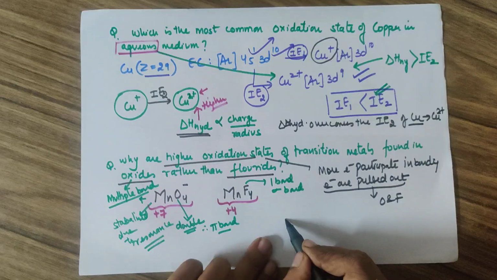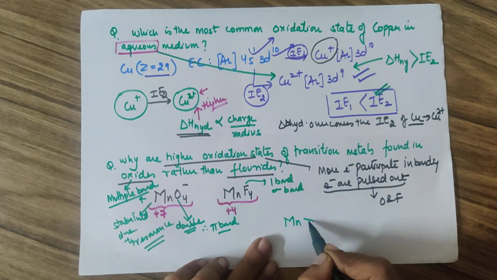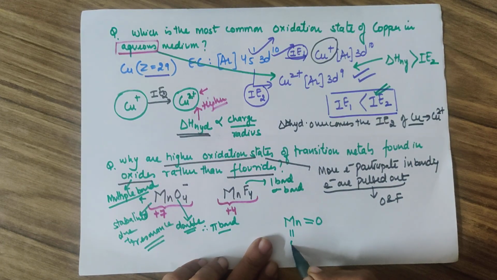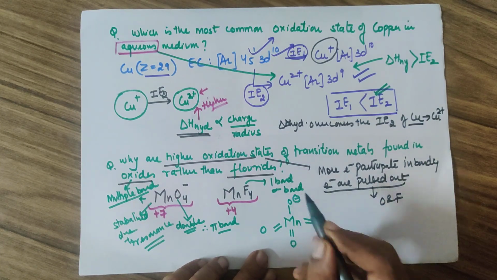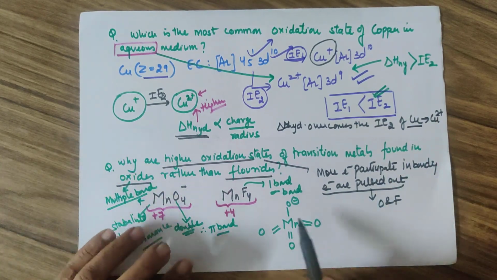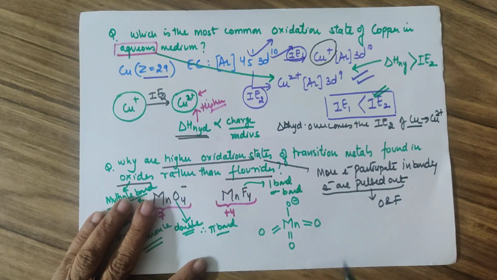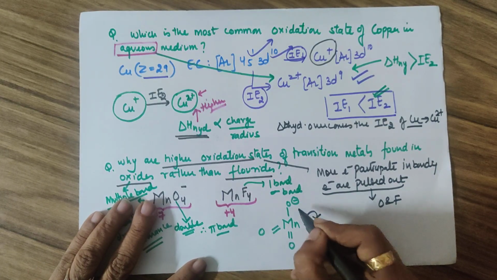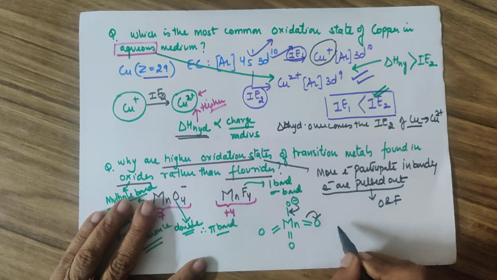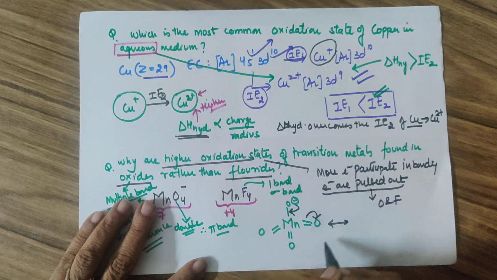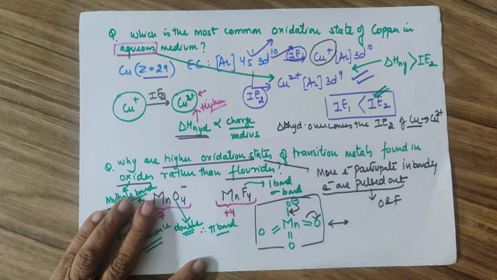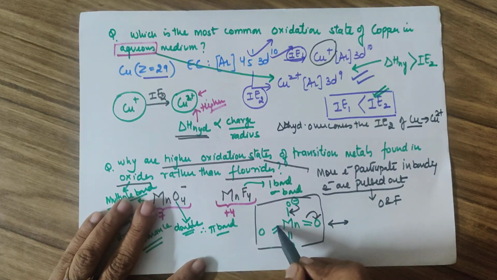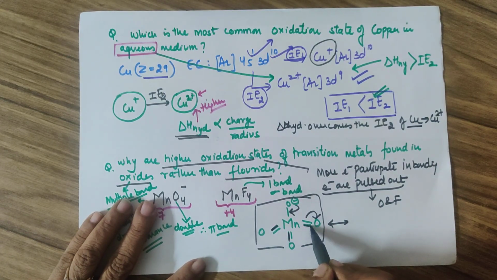So when we talk about MnO4, the structure of MnO4 is like this, where all the 7 electrons of Mn are used up, and this leads to a stabilized structure like this, leading to resonating structures which stabilize the MnO4 minus, which has a +7 oxidation state owing to the presence of a pi bond at every oxygen site.